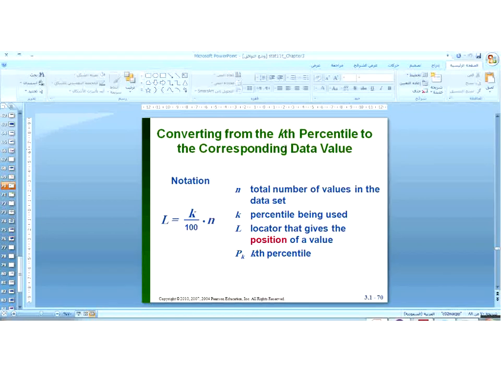So converting from the k-th percentile to the corresponding data value: how will I calculate it? If I am asked to find the k-th percentile, how can I calculate it? First I will find L, the location. It's equal to K divided by 100 multiplied by N, where N is the total number of values in the data set, K is the percentile being used, and L is the locator that gives the position of a value, and finally Pk is the k-th percentile.